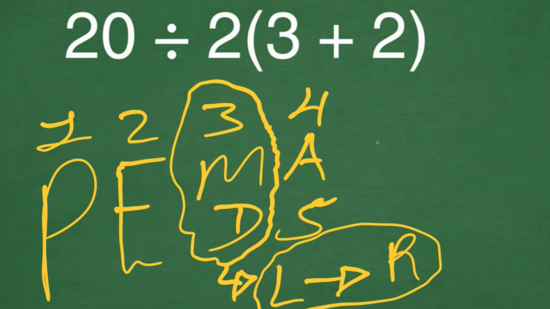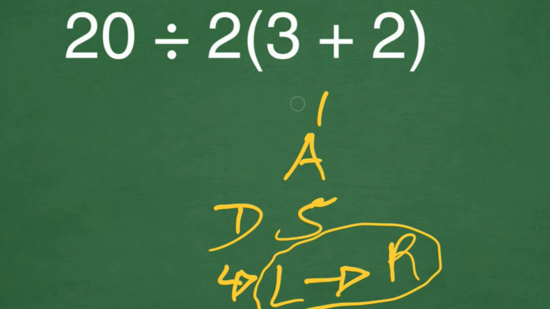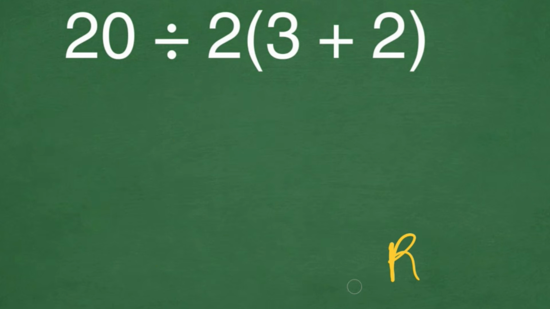So if we encounter a multiplication or division in one equation, we have to solve the problem starting from left all the way to the right, and we have to solve whichever comes first. If division comes first, we have to solve division. If multiplication comes first, we have to solve multiplication, right?